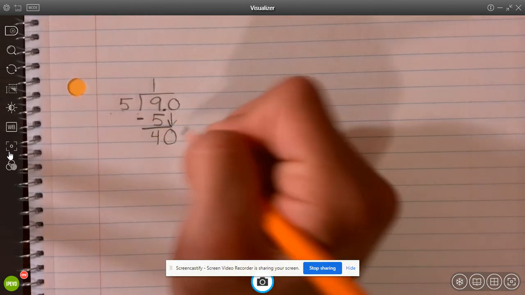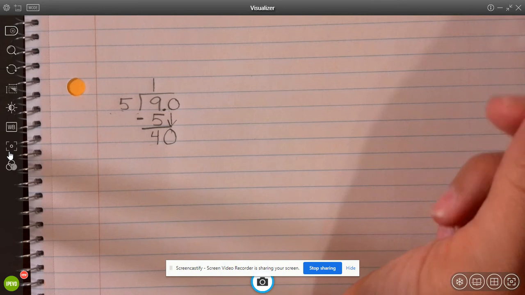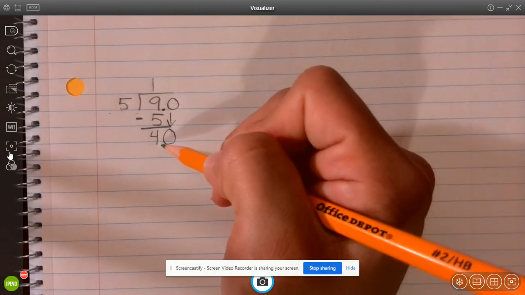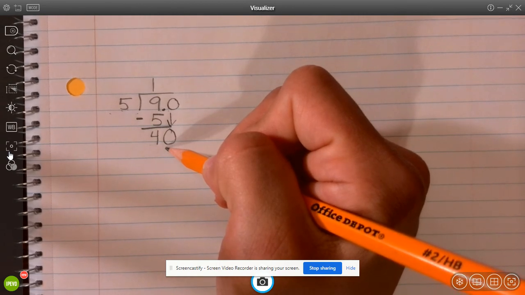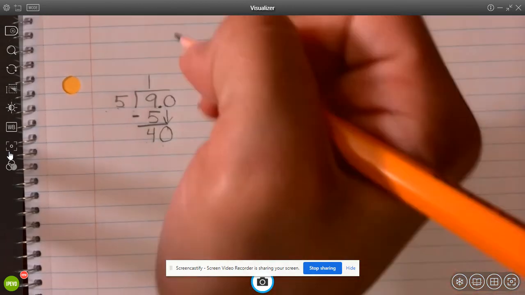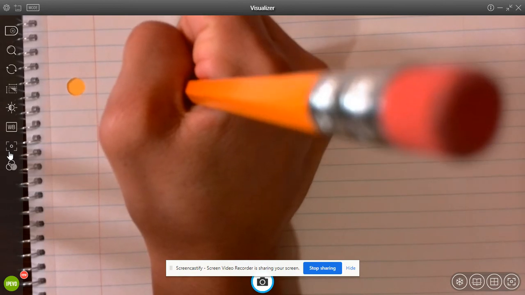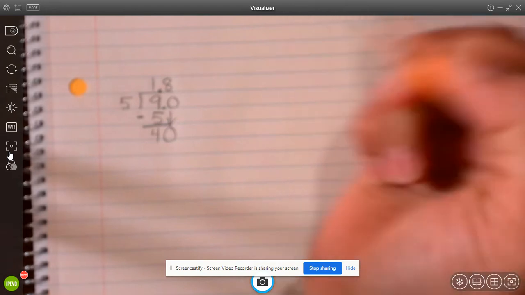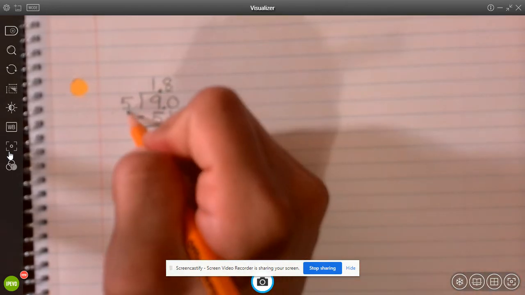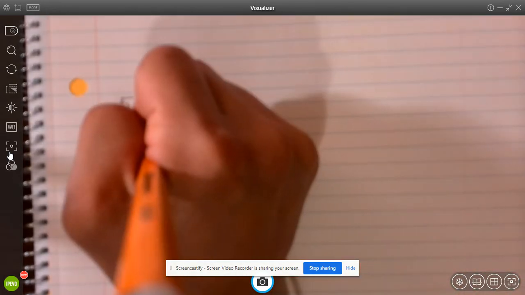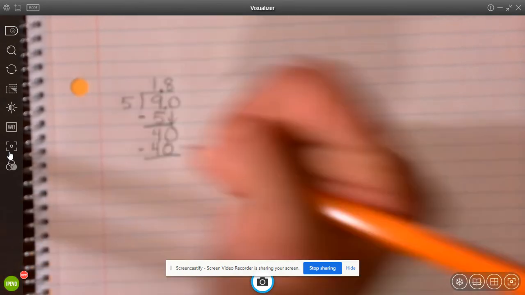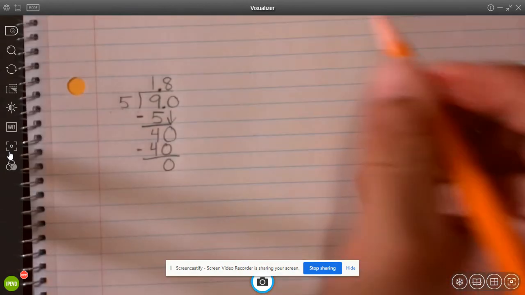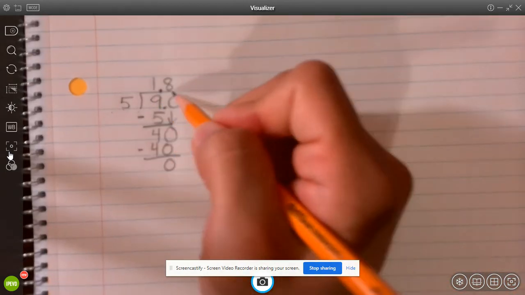So now I have 40. And I asked myself, how many times does 5 go into 40? If you said 8 times, you are correct. I'm going to put the 8 as part of my quotient. Make sure you bring up that decimal. Okay, 8 times 5 is 40. Subtract, 40 minus 40 is 0. Okay, so my answer is 1 8/10.